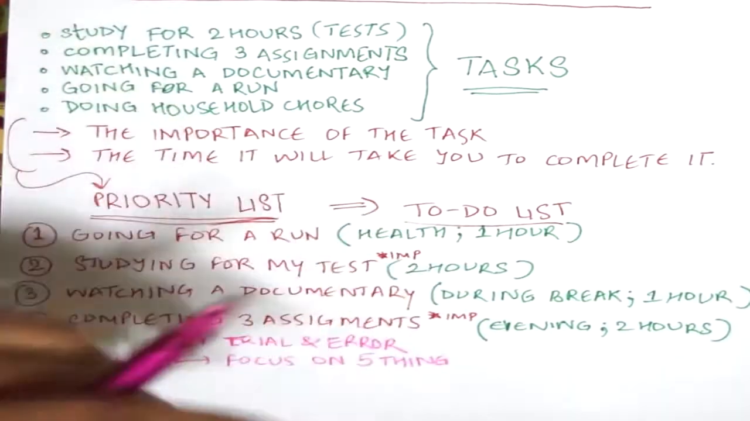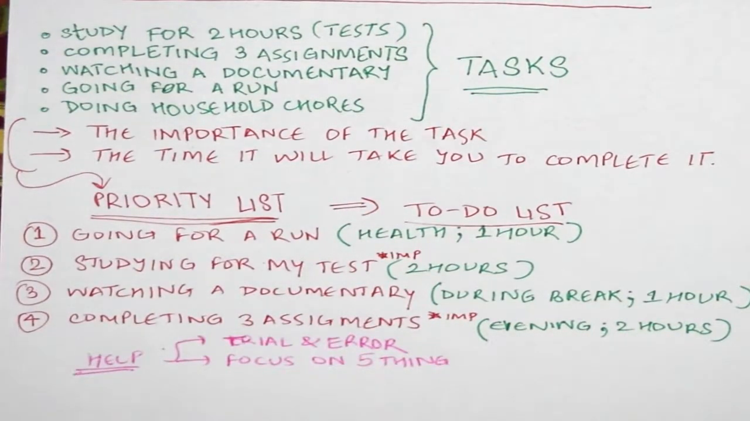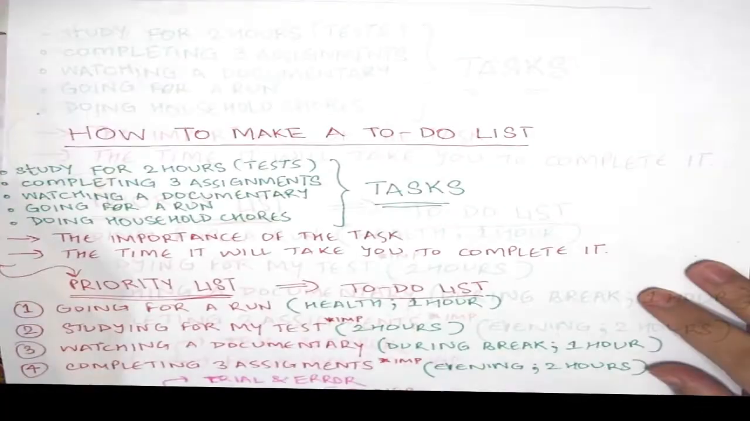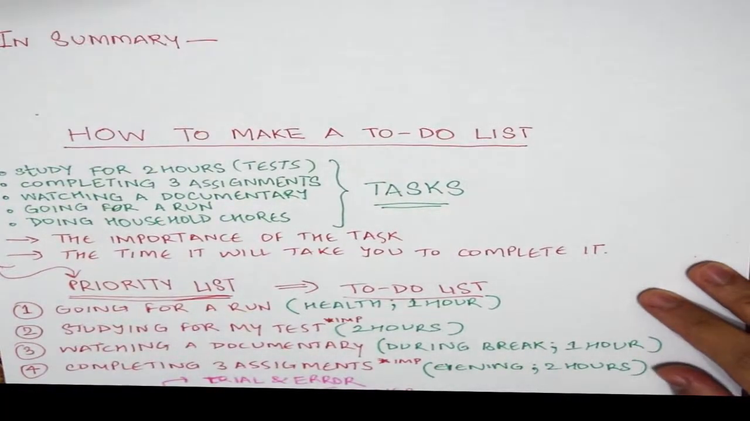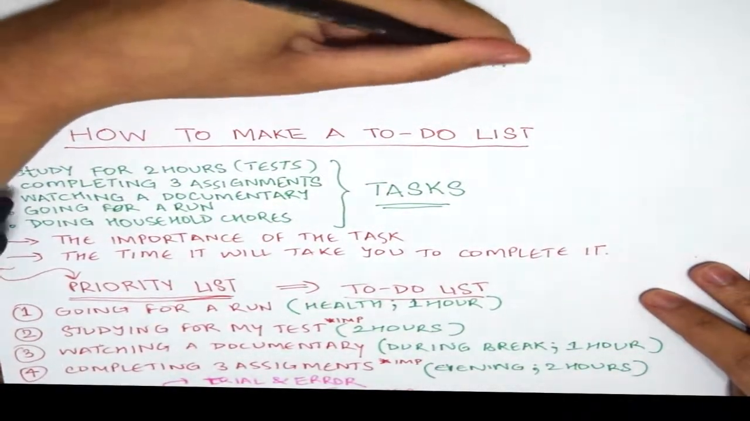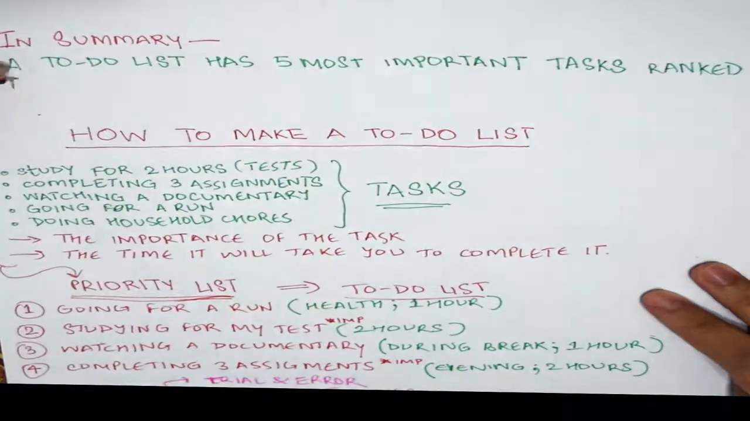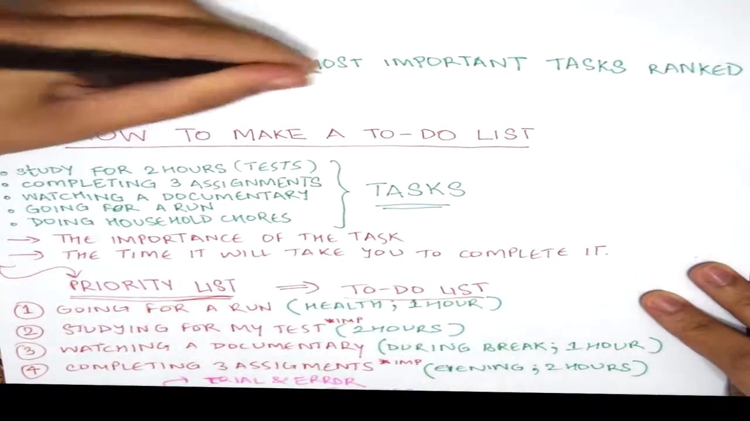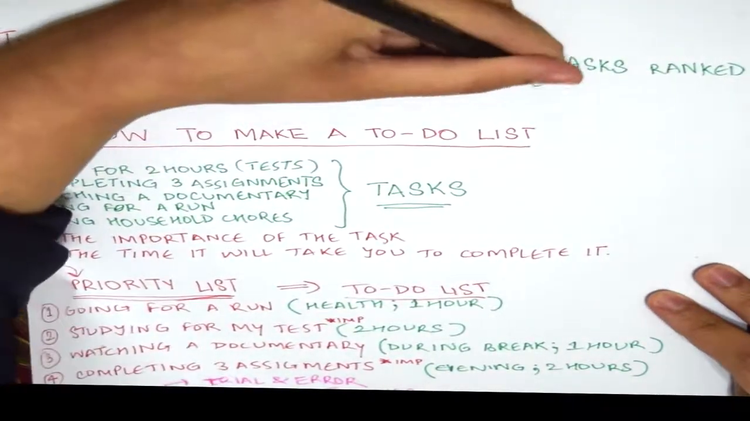If you have more than 5 tasks, I would suggest that you focus on only 5 of the most important ones and leave the rest for another day. So, in summary, a to-do list has 5 most important tasks ranked based upon the duration of the task, its importance, and how you want to plan your day.